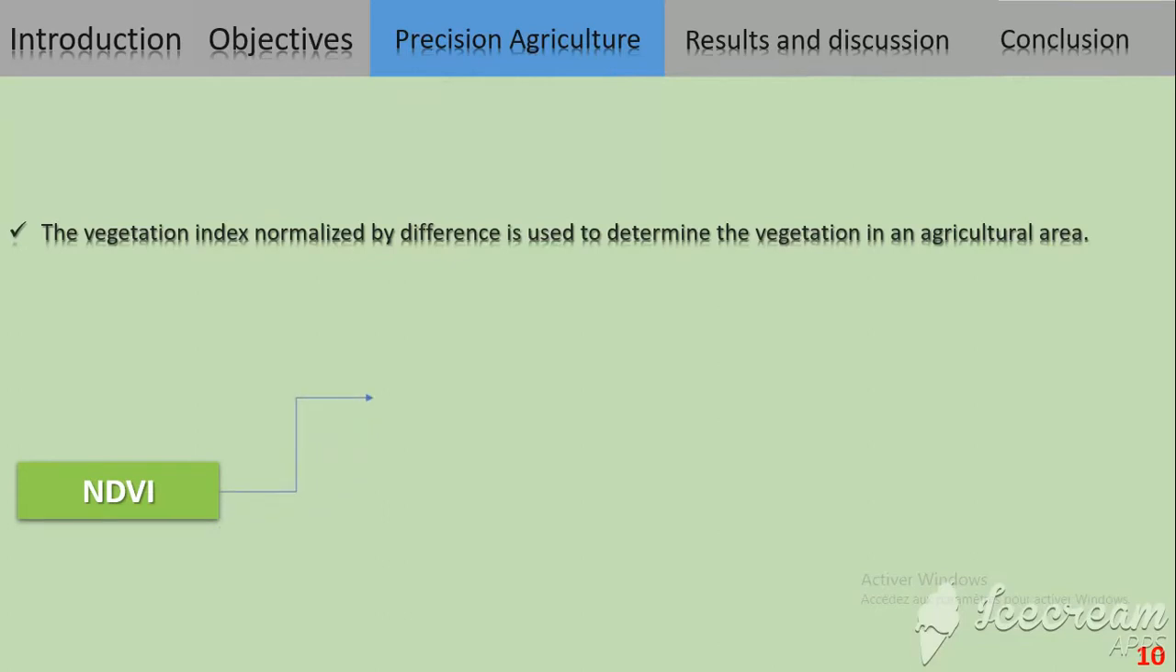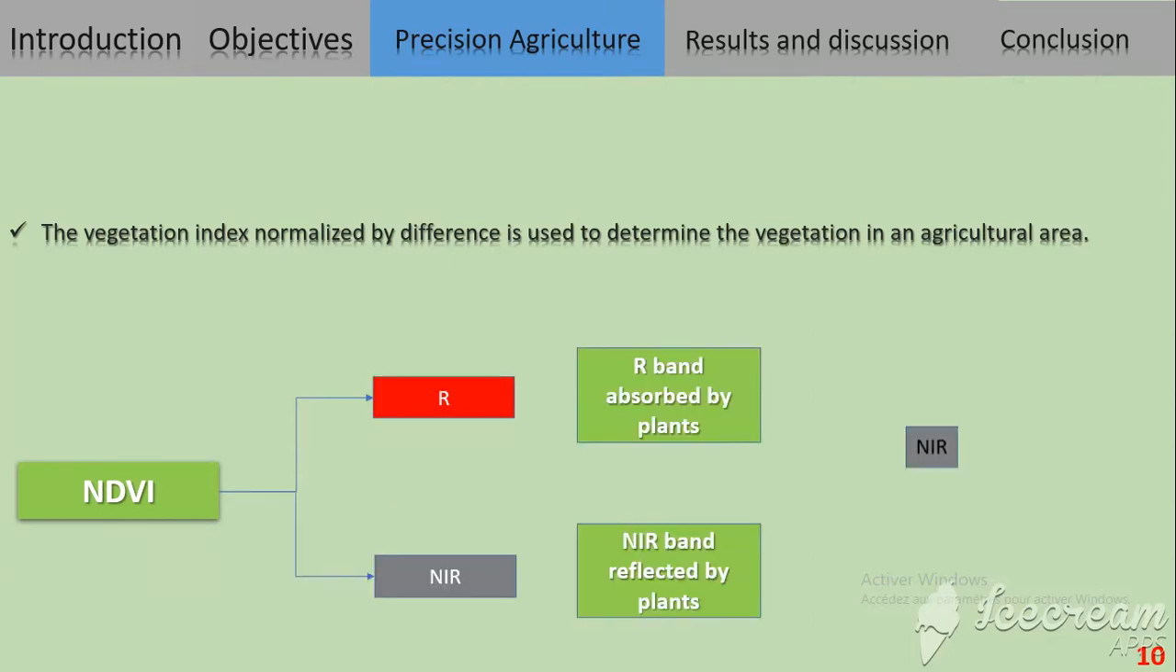The Normalized Difference Vegetation Index is used to determine the vegetation in an agricultural area. Generally, it's based on the red band and near infrared band. For the calculation of this index, we subtract the red from the near infrared, divided by the near infrared plus the red.